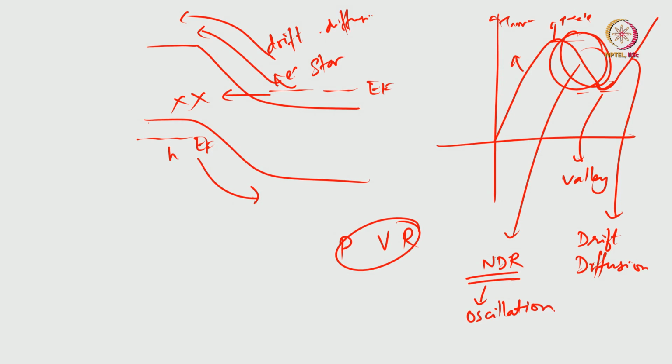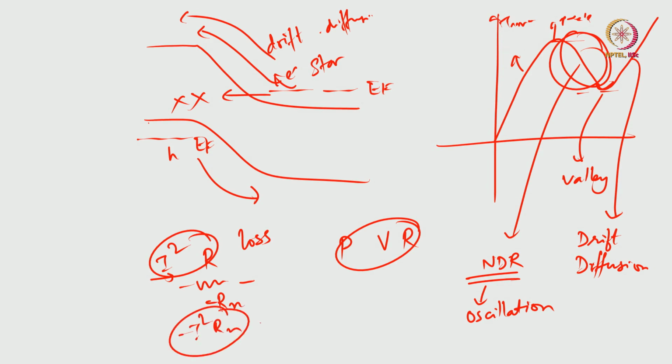In a way you can say that anytime you have a resistance R, and if you have a current I flowing, you have an I squared R loss. But if your resistance is negative, then this I squared R is actually not a loss, it is generation. So, you are generating power in a way, and in this case you can actually get microwave power out of it. That is why you are generating microwaves.